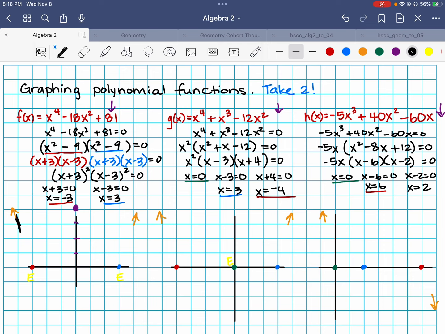And you know what? I don't have to connect it to that guy over there. I just need to make sure my end behavior follows that guy over there. So I'm going to go over there, and then I need to go through this point on the y-axis. And then on this side, once again, I can't cross it. That would be bad. I have to bounce off of it. I can't cross it because that's what even repetition does. And that's going to be my first graph. All right, let's try it again.